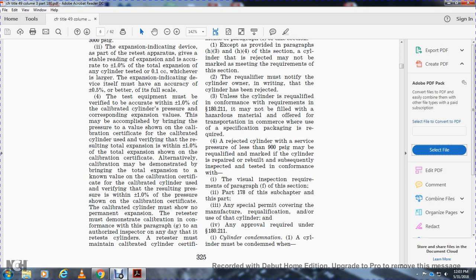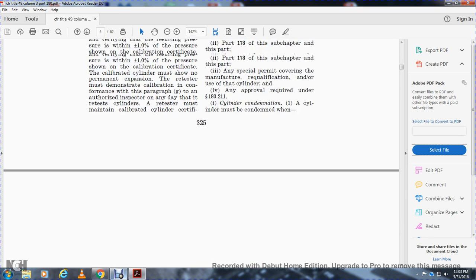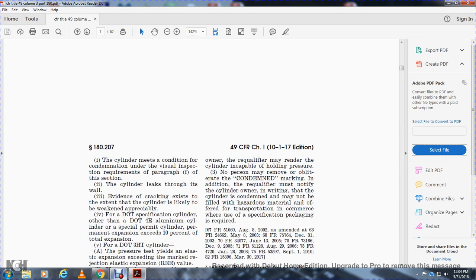And 5. Any approval required under the statute 182.11. The cylinder condemnation. A cylinder must be condemned when the cylinder meets a condition with the condemnation arm of the visual inspection requirement of paragraph F of the section.